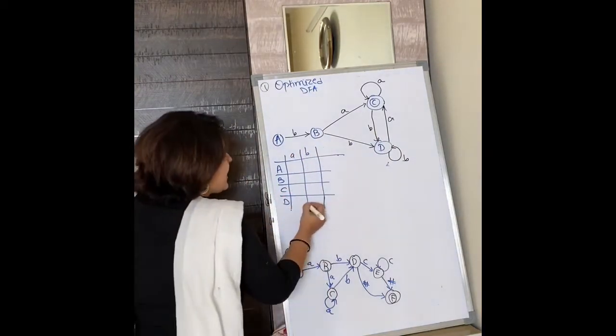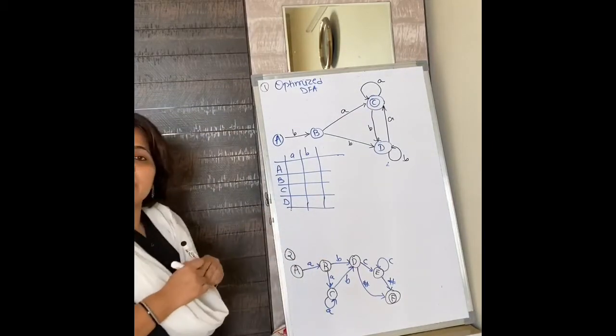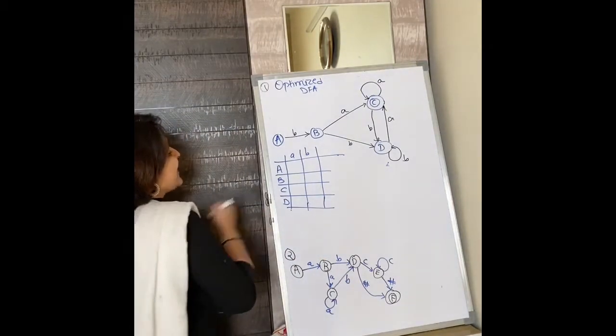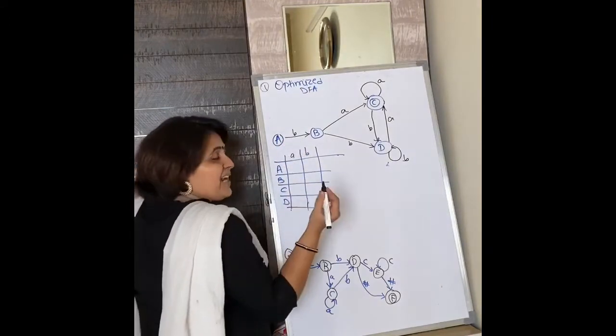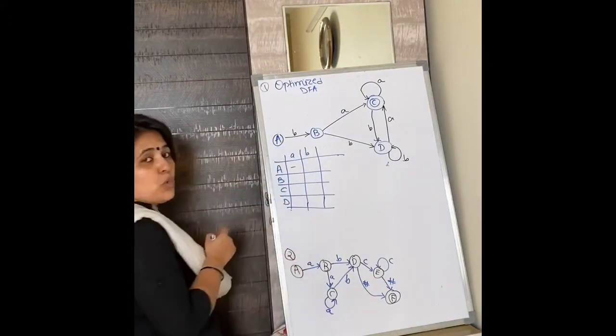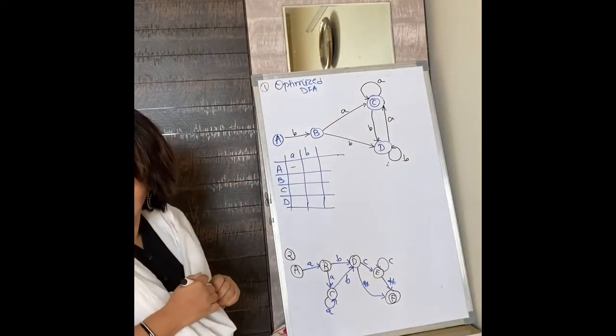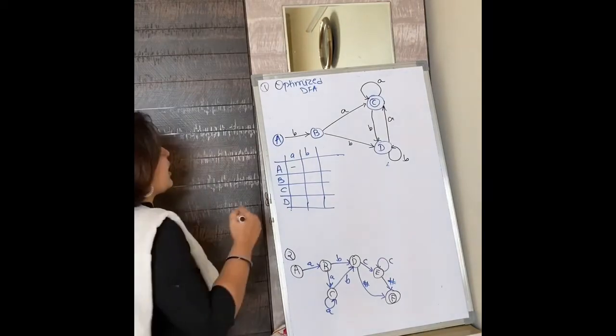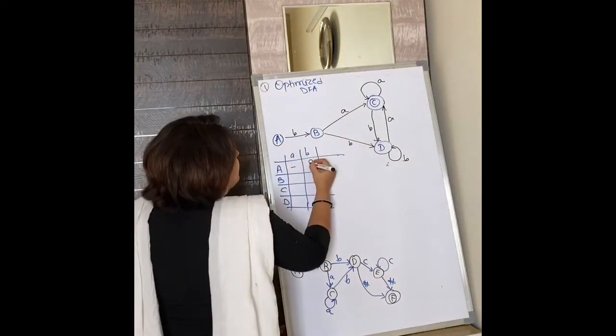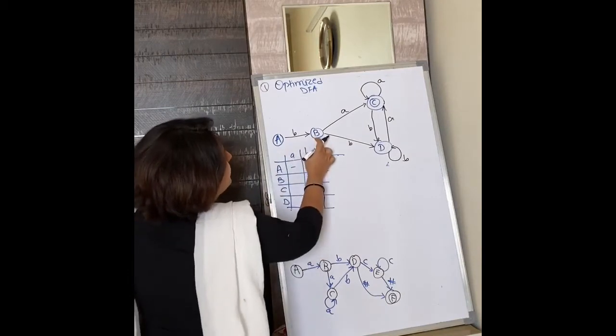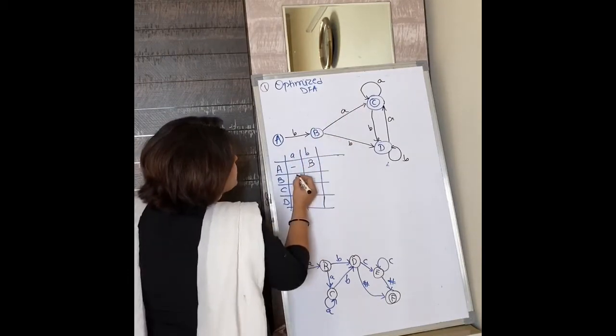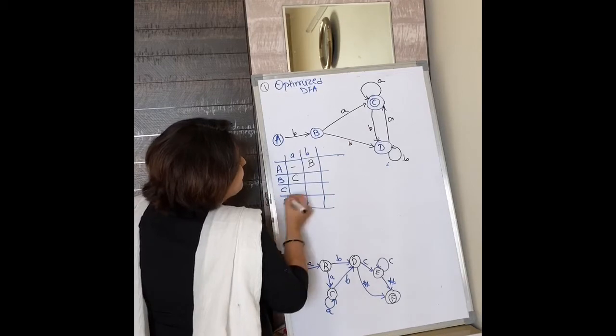So what information will I have to provide? The state table says that from set A, if I input small a, where will I reach? Nowhere. There is no transition available with small a. For the set A, if I input small b, where will I reach? Capital B. From capital B, if I input small a, where will I reach? C. If I input small b, where will I reach? D.